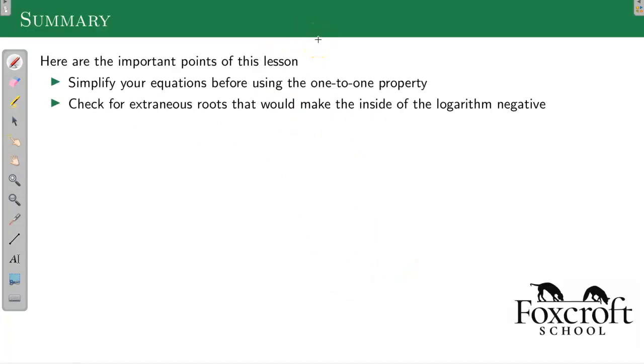All right, so here's the quick summary. Simplify your equations before using the one-to-one property. So we talked about all those logarithm rules for a reason, so we can combine them into a single log. And then again, this one is real important. Make sure you check for extraneous roots. Make sure the inside of the logarithm is not negative.